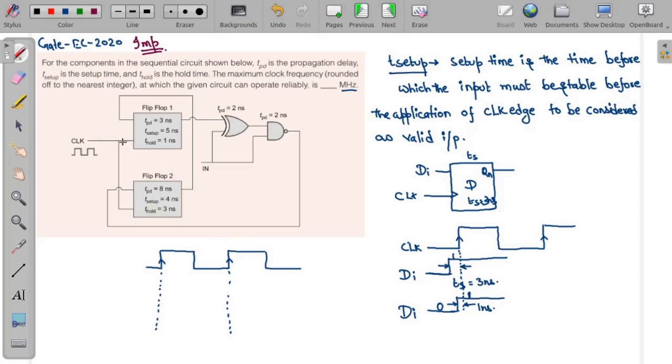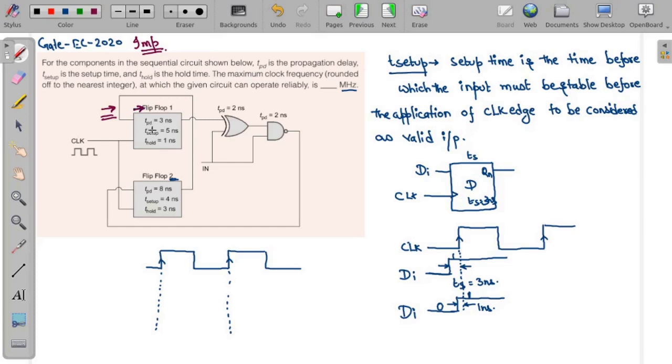One another thing to note is that the input of flip flop 2 is basically the output of flip flop 1, and the output of flip flop 2 is the input of flip flop 1. This is a little bit confusing, so first let me assume we are starting from flip flop 1, and let me denote it by this color.